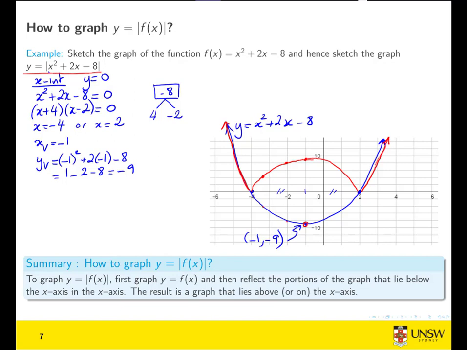So using this example, we could figure out the rule. If you want to graph y is equal to the absolute value of f of x, first you graph y equal to f of x, and then you leave as is the portion of the graph that is above the x-axis, and you reflect the portion of the graph that is below the x-axis in the x-axis, meaning that now everything is on or above the x-axis.